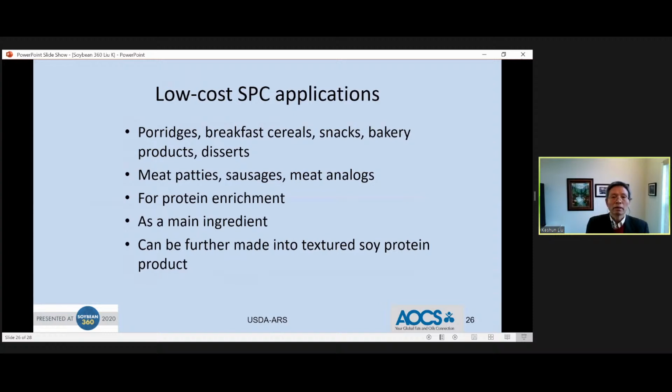In terms of applications, regular soy protein concentrate has much broader applications because it is white in color and more soluble and functional, so it can be used for beverages and other applications. But the lower cost soy protein can still be applied to quite a few products, like porridge, breakfast cereals, snacks, bakery products, and desserts. Also for meat patties, sausage, and possibly meat analogs. So they are used for protein enrichment or as a main ingredient in the product. It can also be further processed into extruded soy protein product or textured soy protein product, which has many uses for meat analogs.